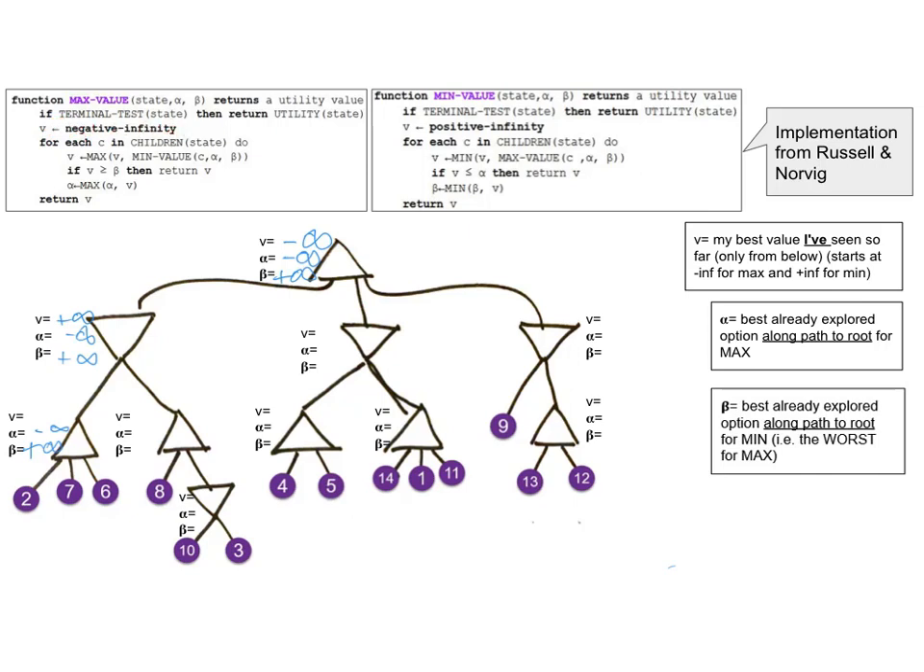It says, is this a terminal node? No, it's not a terminal node. So make V be negative infinity because I am a max node. That's what I've seen so far. The best I've seen so far for my V from my children is negative infinity because I'm a max node. I haven't seen anything yet. Okay, fine. When I say the best I've seen so far, I'm trying to give you an intuition for this, right? What it really means is what it says in the code.